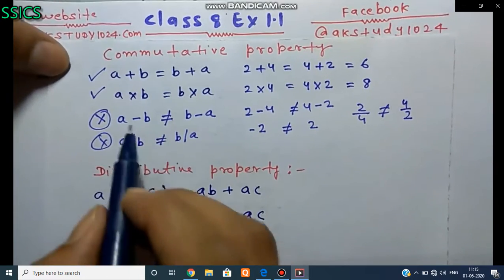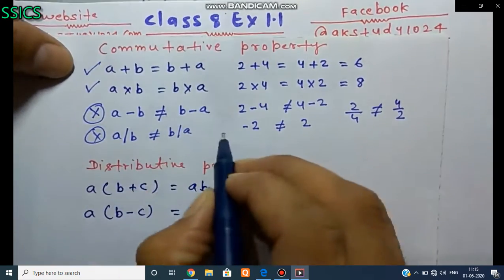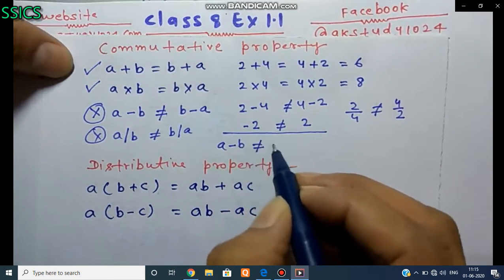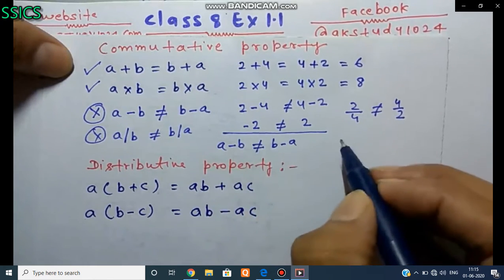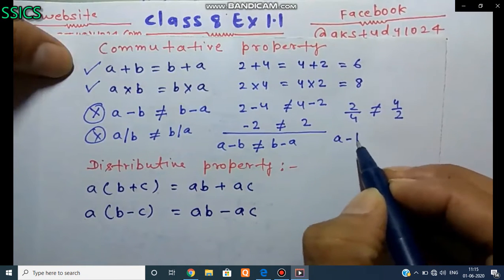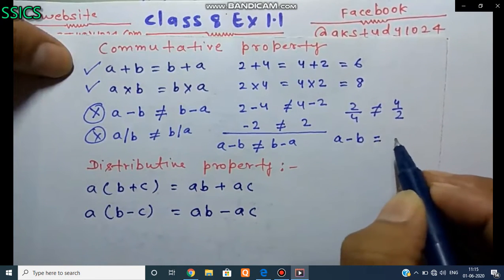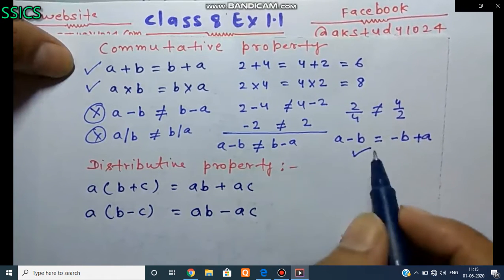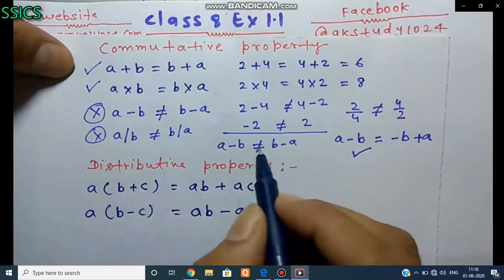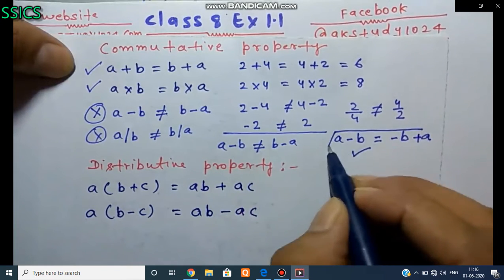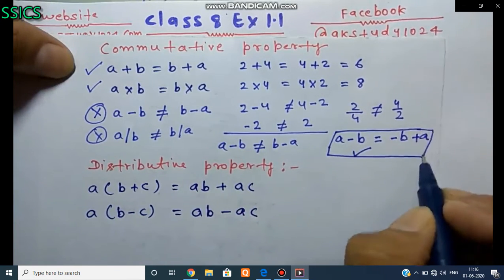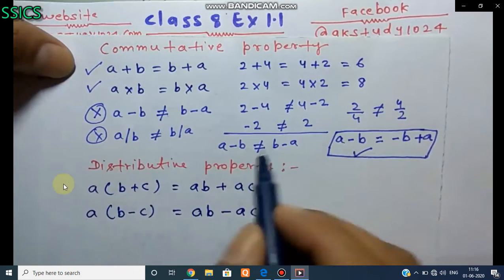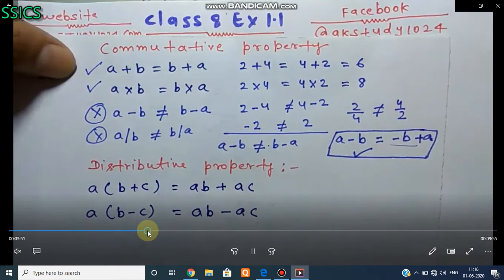Next we discuss: a minus b is not equal to b minus a, but a minus b is equal to minus b plus a. Remember, students, a minus b is not equal to b minus a, and a minus b is equal to minus b plus a. So we come to the problem.